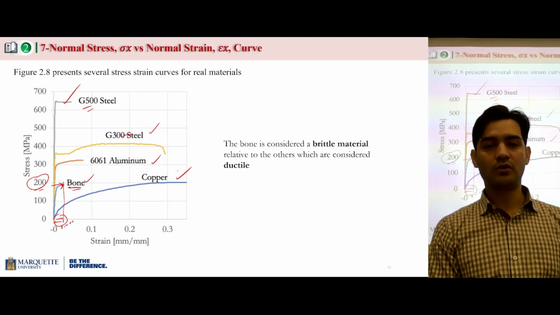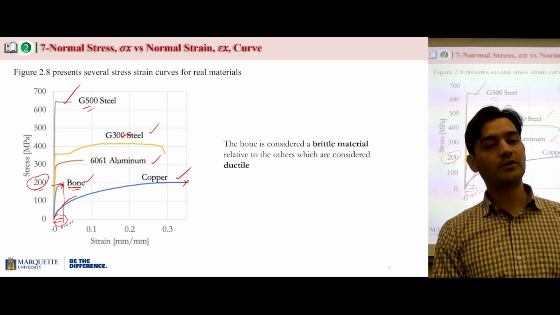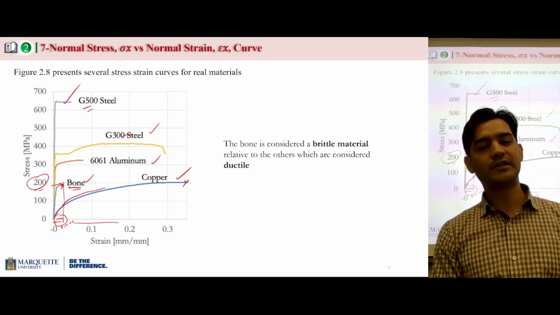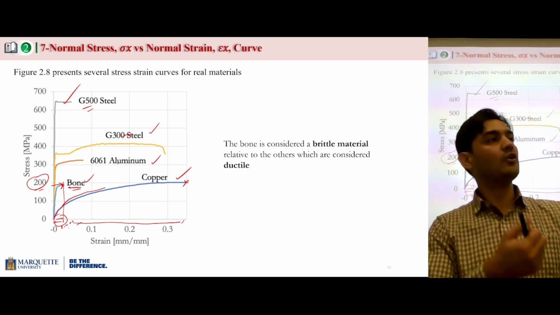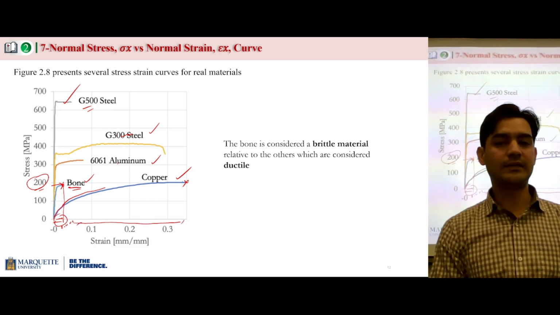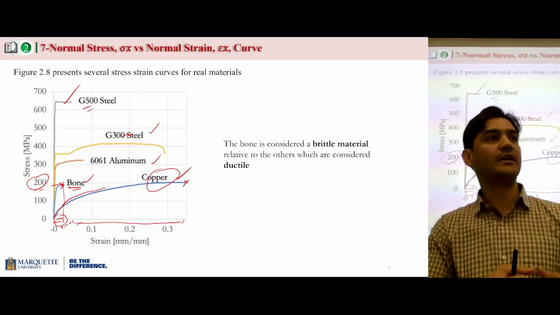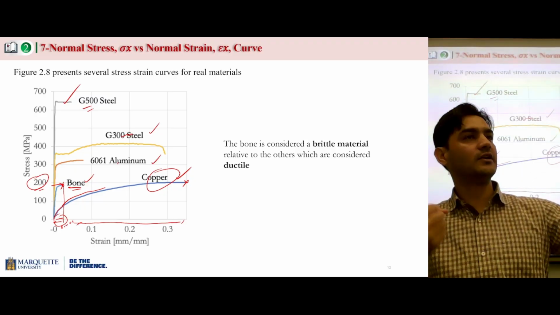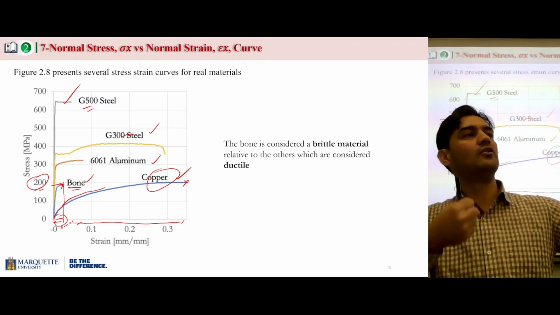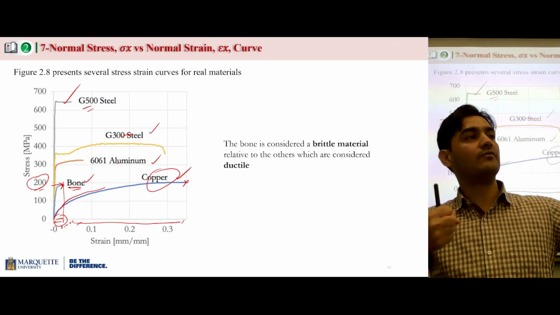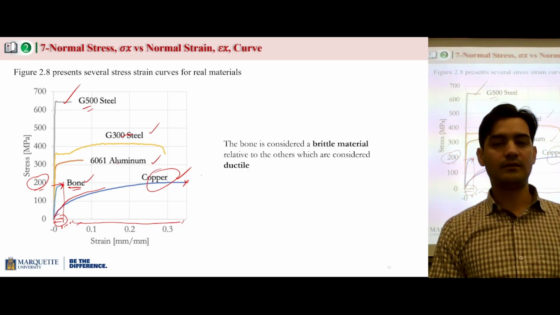But if you talk about copper, if you keep on applying force on copper, the copper will keep on stretching. So the copper can elongate a lot, but it cannot take a lot of force. So copper is still a relatively weak material, but it can have a lot of elongation. If you keep applying force, it's going to keep on elongating, and it's going to have a lot of strain, and then it will fail.